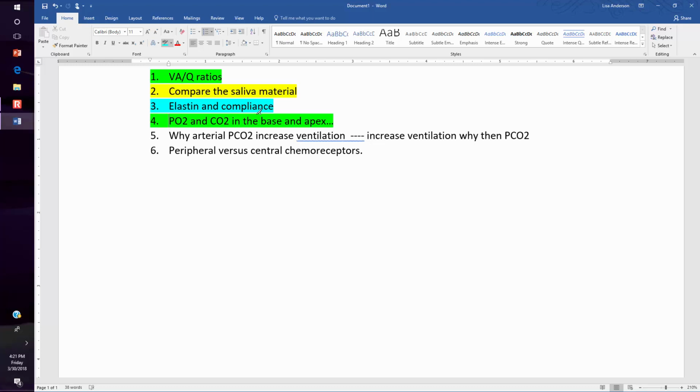However, the person with obstructive, maybe they blow out 2 liters in the first second, but their total that they blow out is maybe 4 liters. So their percentage is 50%.